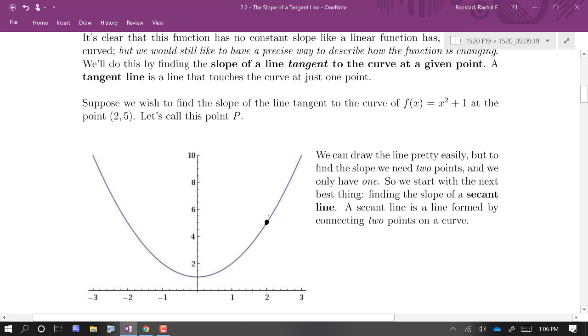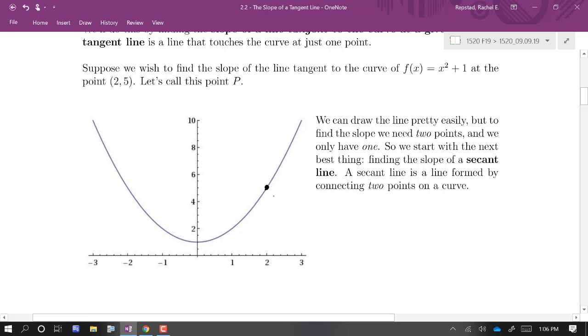We're going to try to describe how it changes just at that one point, which means we're going to draw a line. We call it a tangent line. A tangent line is a line that touches a curve at just one point. It kind of brushes up against, or kisses, that curve right there. The behavior of that function, or how it changes at that point, could be described by finding the slope of that line.